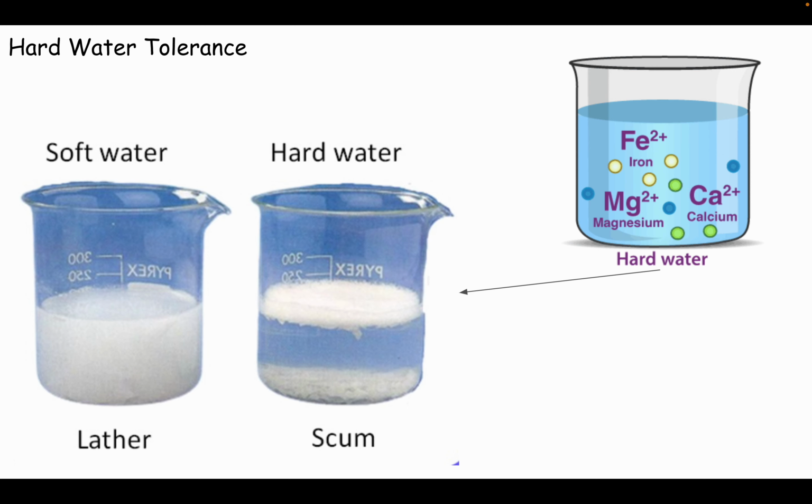Hard water tolerance. Soap is less effective in hard water, meaning water that can contain high levels of dissolved minerals like calcium and magnesium, because the calcium and magnesium ions can react with the soap to form insoluble soap scum, as you can see on the image on the right. Detergents, however, are designed to be more tolerant of hard water and are less likely to form scum.